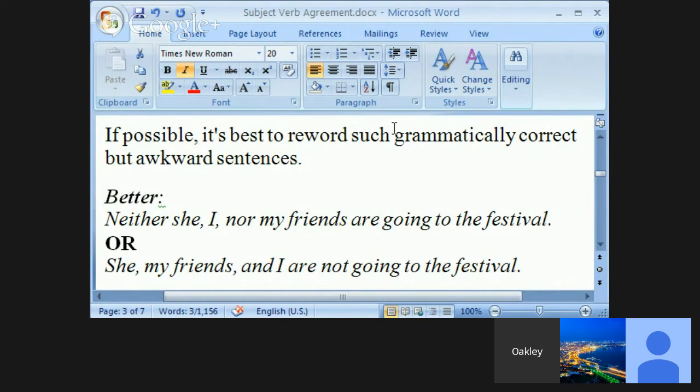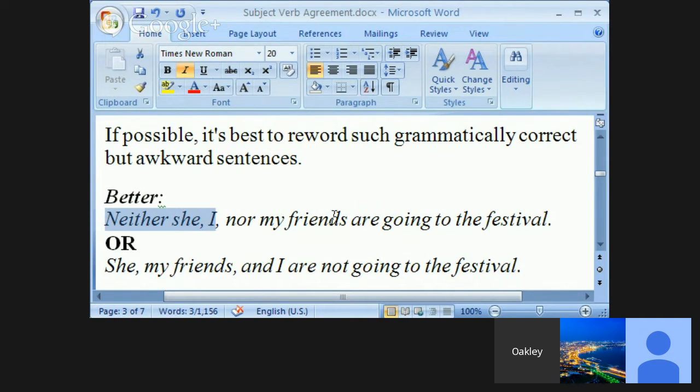Again, that last sentence was grammatically correct. This may sound better for you: Neither she, I, nor my friends are going to the festival. Okay, it sounds better because you have "my friends are," and you're talking about all these people. So it just sounds a little better.